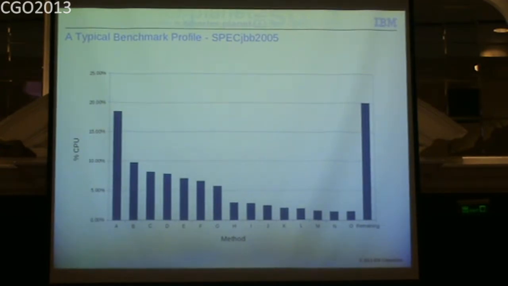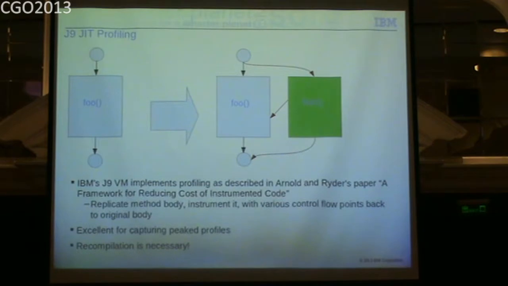This is SPECjvm 2005, which is a benchmark that's dear to the hearts of many Java virtual machine developers. On the x-axis, you can see methods, and on the y-axis is percent CPU time. As you can see, the first method takes up nearly 20% of the profile. The top 15 take up 80% of the profile, and the remaining 1,000 or so compiled methods only take up 20%. In fact, if you want to capture 98% of the execution time, you'd only need to look at the top 50 methods.